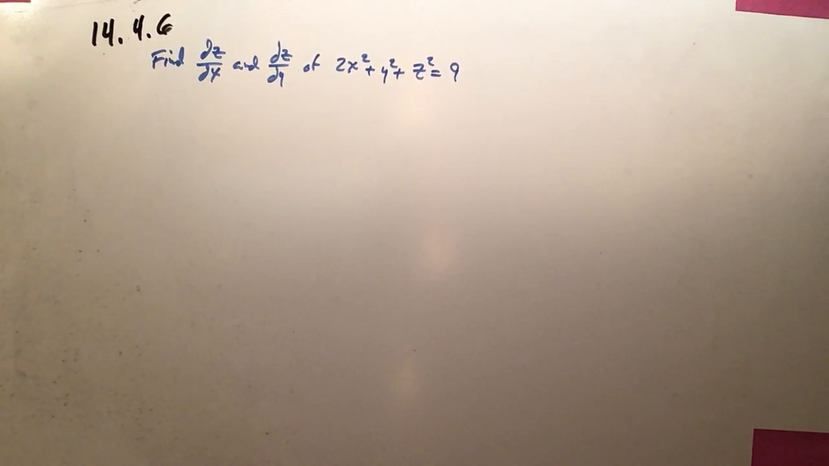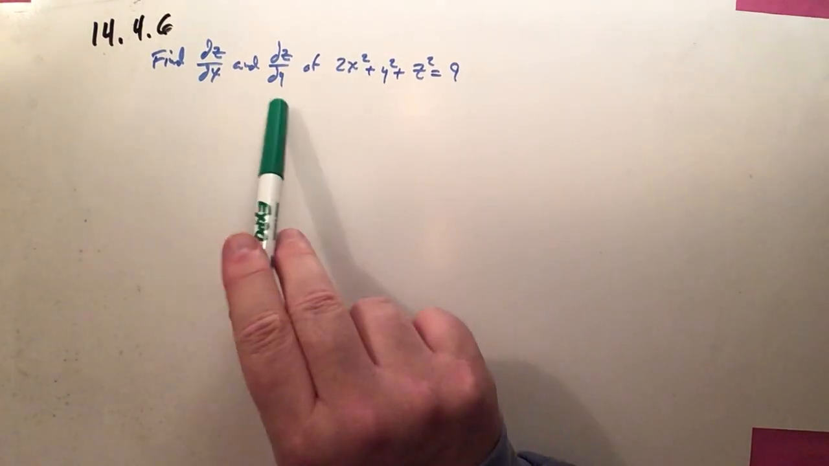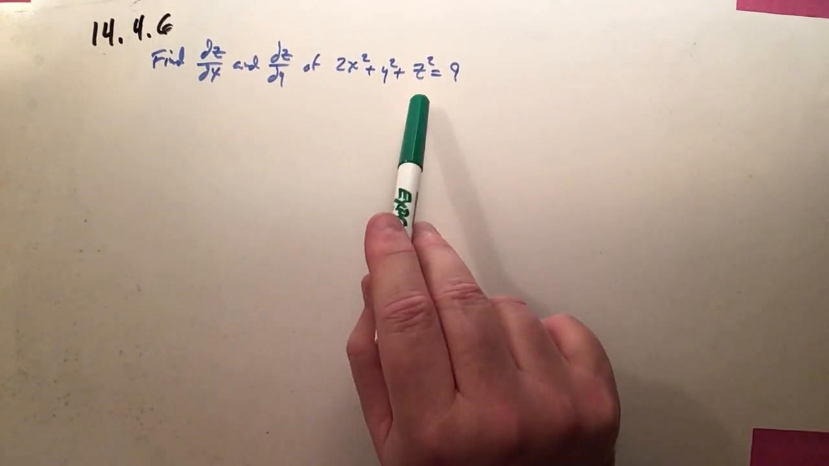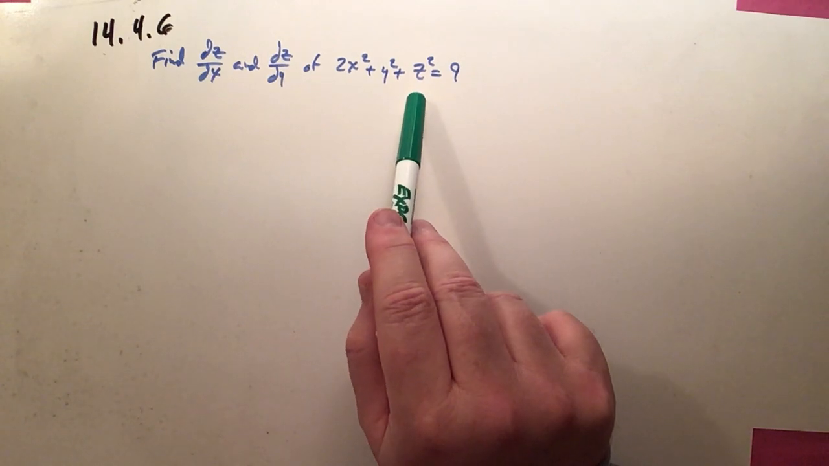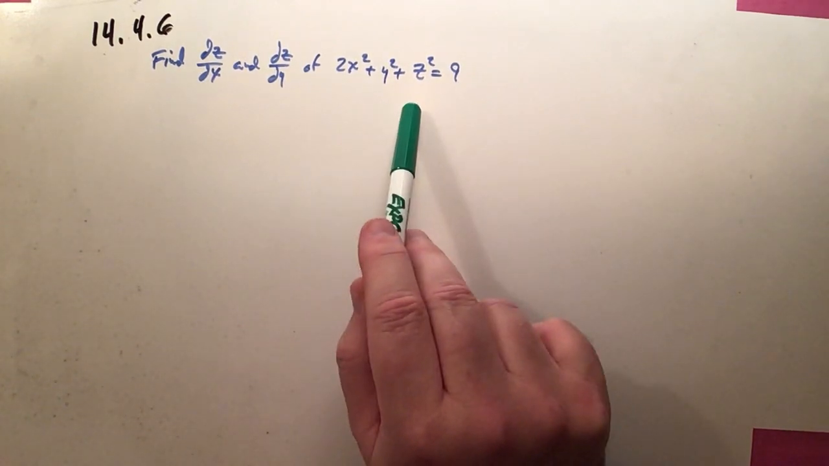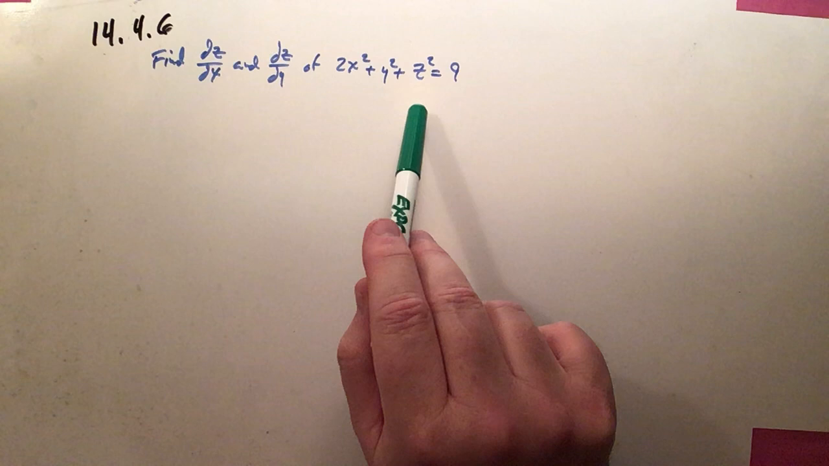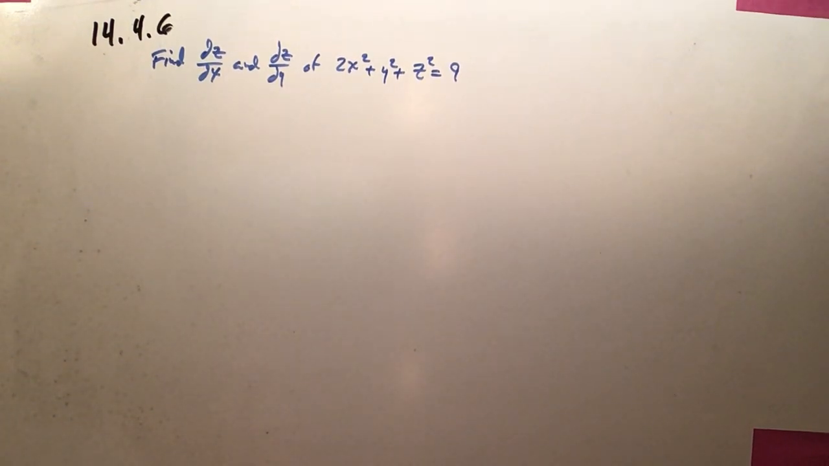Okay, this one is 14.4, number 6. It has us practicing implicit differentiation with these partials. Now in this case, I could probably solve for these directly, only because I can solve for z explicitly without too much trouble. But let's go ahead and practice this chain rule together with implicit differentiation.